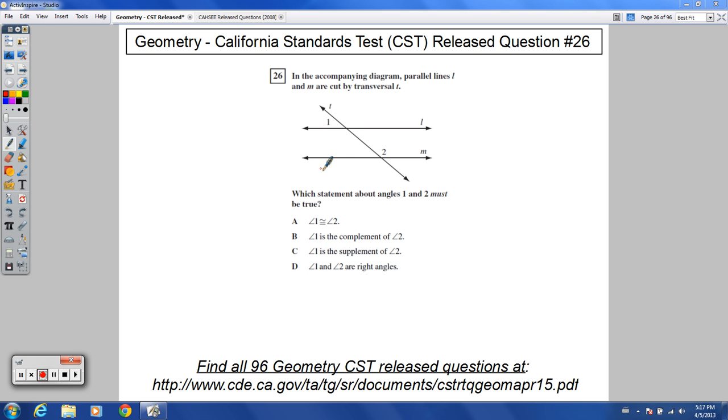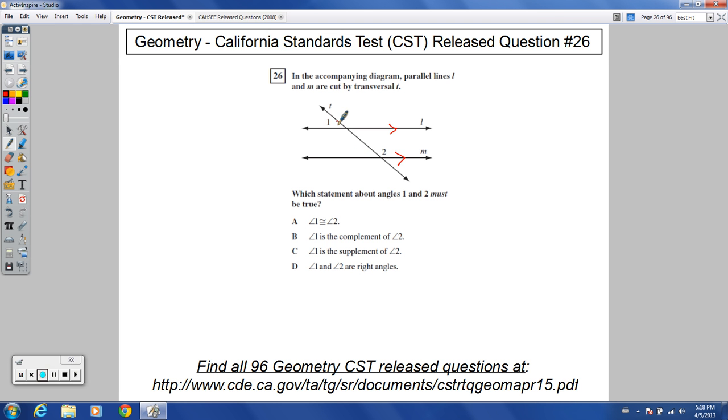Welcome to release question 26 for the CST release questions for geometry. It says in the accompanying diagram, parallel lines L and M are cut by transversal T. So here's transversal T, here's parallel lines, L and M. So I'm going to add that in my picture. These two are parallel. Which statement about angles 1 and 2 must be true? What has to be true based on this?